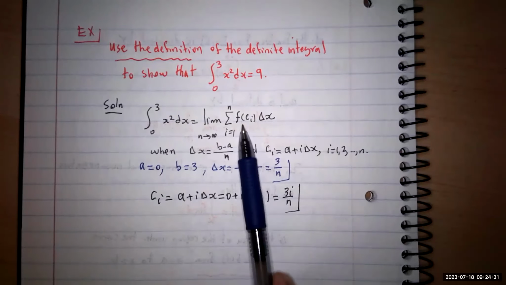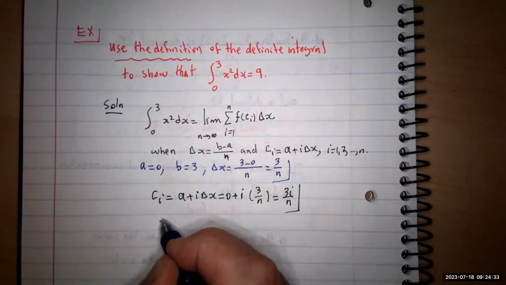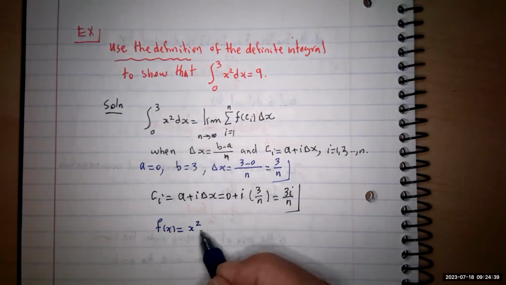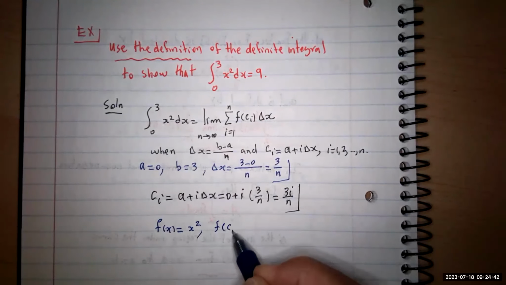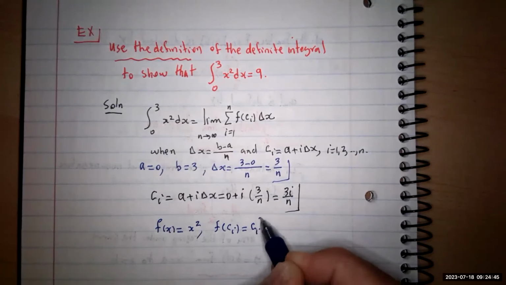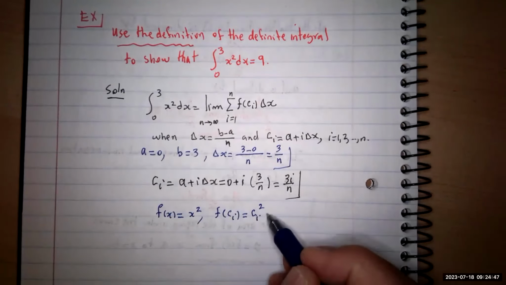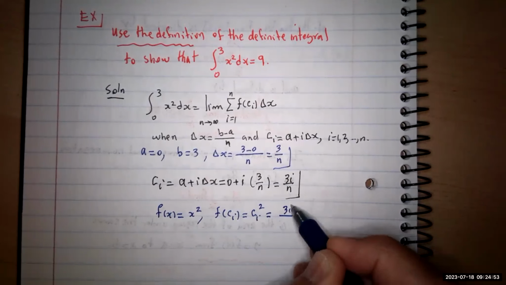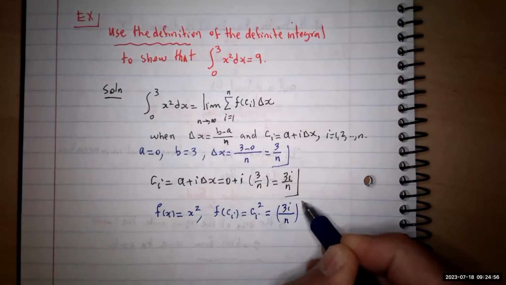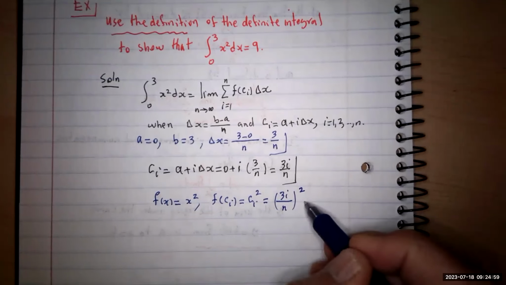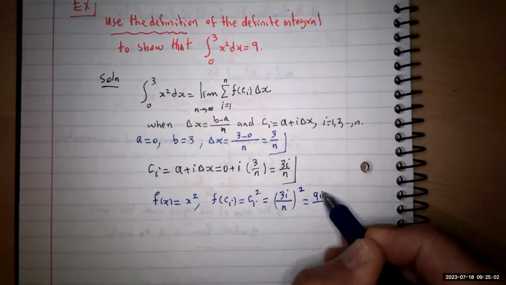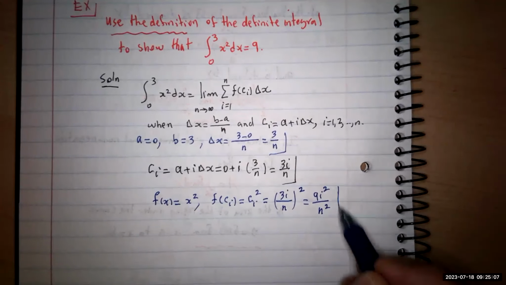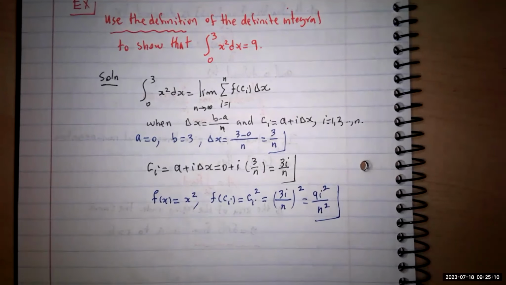Next, f of ci. What is f of x? f of x is the function x squared. Replace the x by ci. f of ci is ci squared. But what is ci? Ci is 3i over n. So 3i over n, all squared. You square the top, you get 9i squared. Square the bottom, we get n squared. That is f of ci. Question?